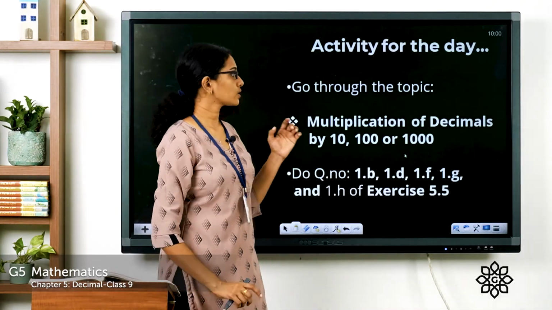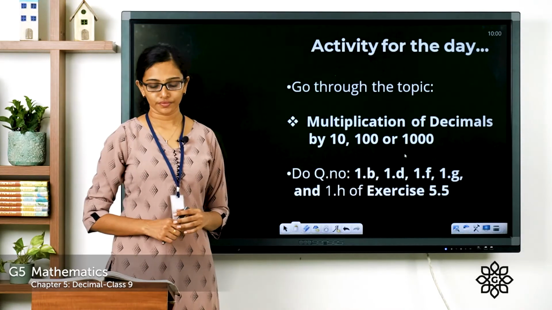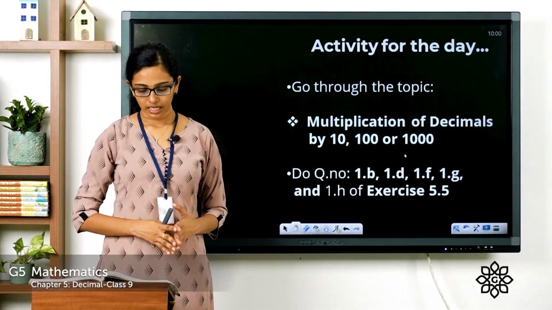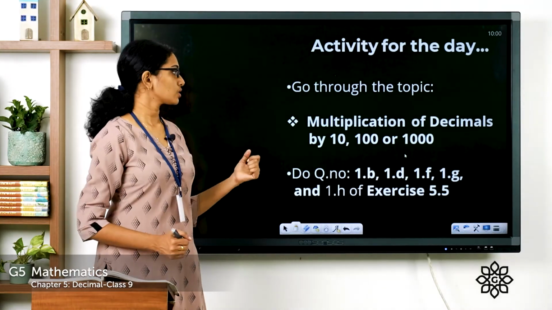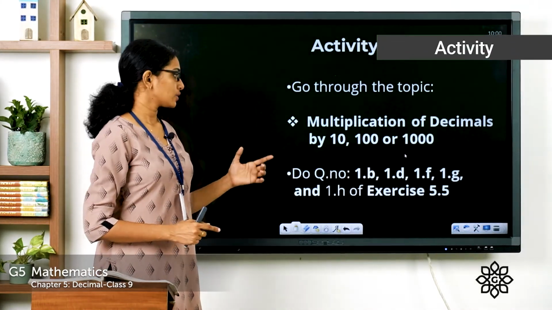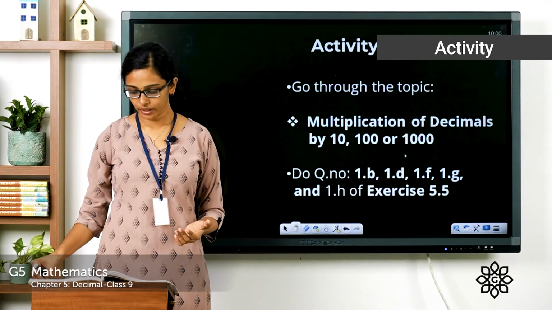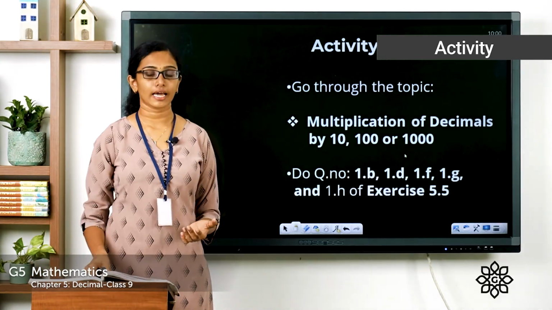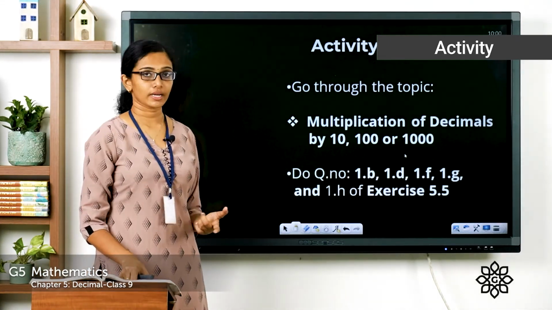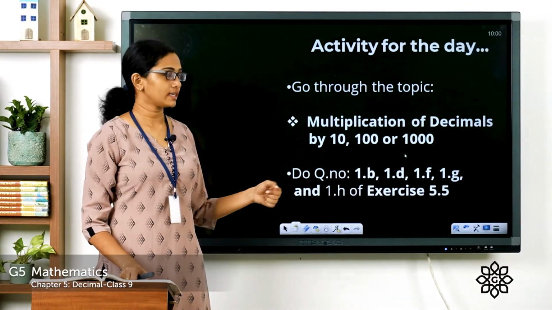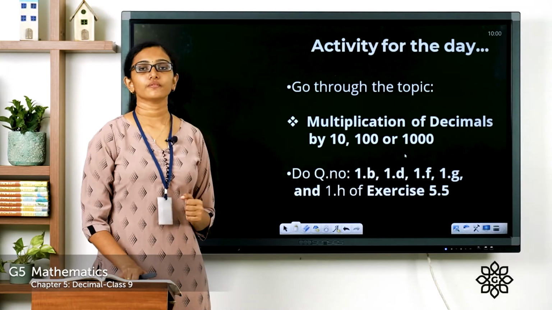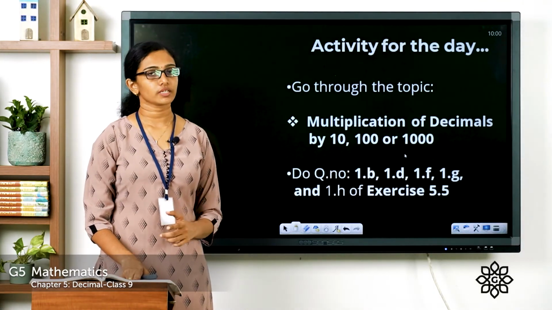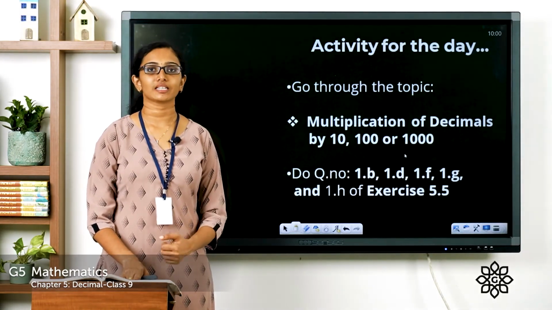Now children, you can go through the topic multiplication of decimals by 10, 100 or 1000 on page number 90 of your textbook. Then go through the topic once again and move on to exercise 5.5 on page number 92. You have to complete the questions 1B, 1D, 1F, 1G, 1H of exercise 5.5. Once you complete them, you can take a picture and send it to us through Teams.